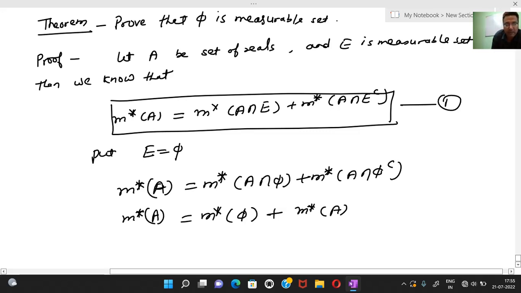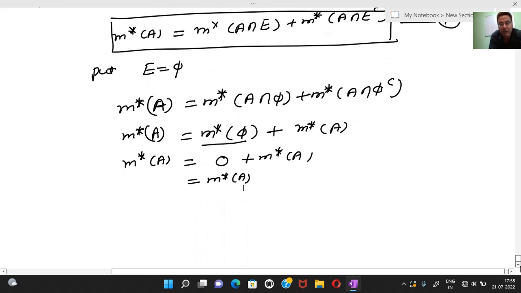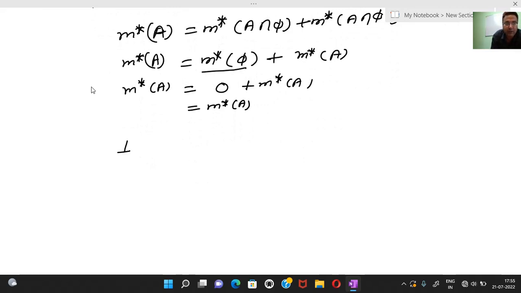Okay, we know that the outer measure of phi, the null set, is 0. Here we can see outer measure of A. Then when we put E equal to phi, we again find the result, outer measure of A. It implies phi is a measurable set.